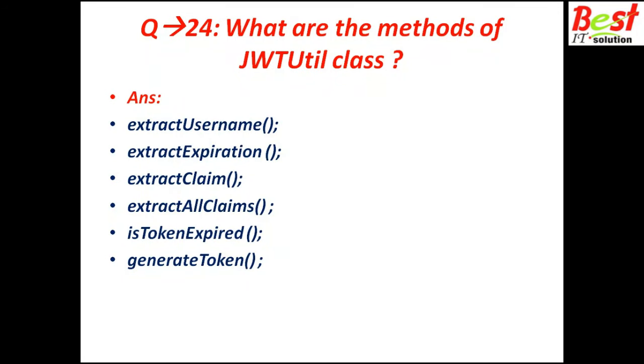With the help of this generate token method, by calling it, we can generate the token. Inside the generate token method, there is a method like do generate, which will generate the token for us. Create token is also there. Validate token is also there. So these are the methods of the JWT util class.